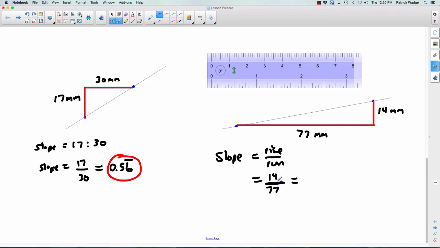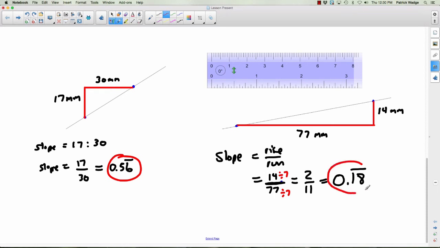It's kind of a hard one, but 7 goes into both of these. 7 goes into 14 2 times, and 7 goes into 77 11 times. In other words, you can divide both of these numbers by 7. I'll put that there if it helps you understand what I'm doing. Okay, but again, that leaves us with a fraction that's kind of hard to compare to the 17 over 30. So let's do 2 divided by 11 and see what we get. We get 0.18, and it's all repeating.